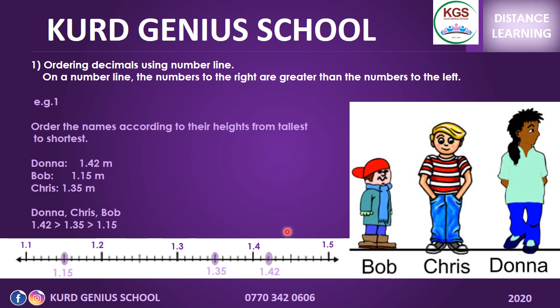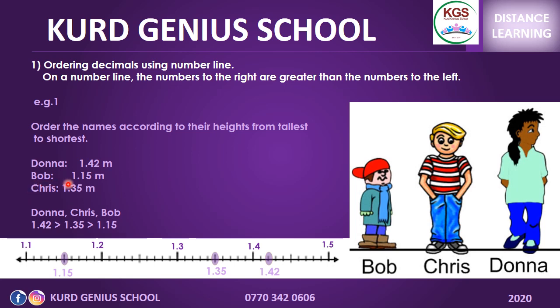So now we have to place each height on the number line, then order them. We will start from Donna. Donna's height is 1 and 42 hundredths meters. So this is 1 and this is 1 and 40 hundredths or 1 and 4 tenths. So this must be 1 and 41 hundredths, 1 and 42 hundredths. So here's the place of Donna's height.